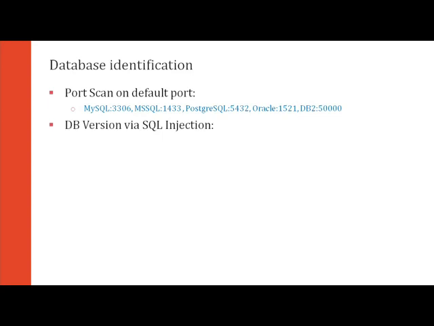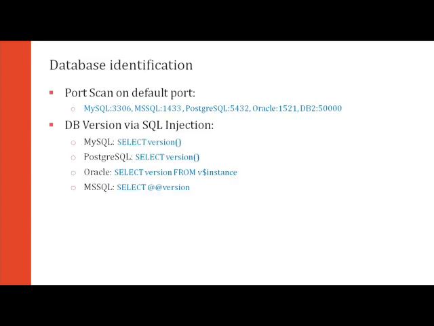Also, when we are doing some SQL injection, which is another course within this certification that we're going to learn, via SQL injection we can also get the database version. For example, here we can use SELECT VERSION with MySQL, and also for Postgres. You can see some examples of different DB engines with the command to get the version of the database.